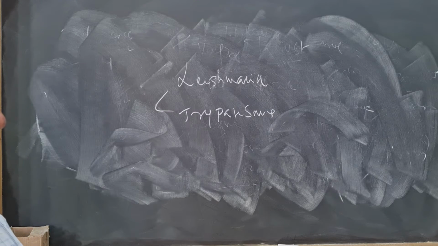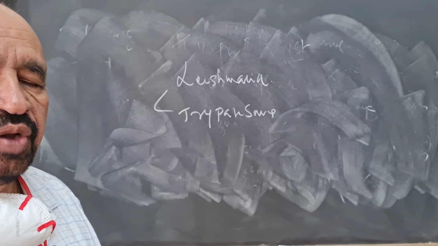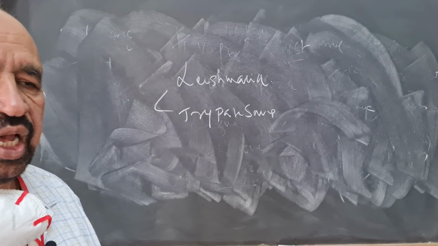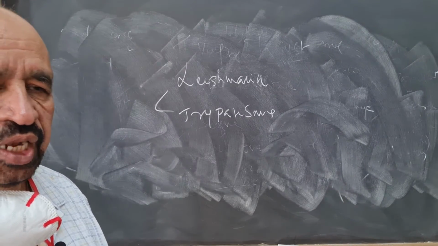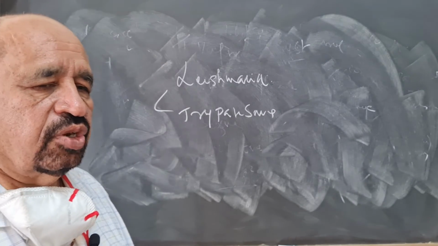So until now we have finished Entamoeba histolytica, Giardia lamblia, Trichomonas vaginalis. How many? Repeat.